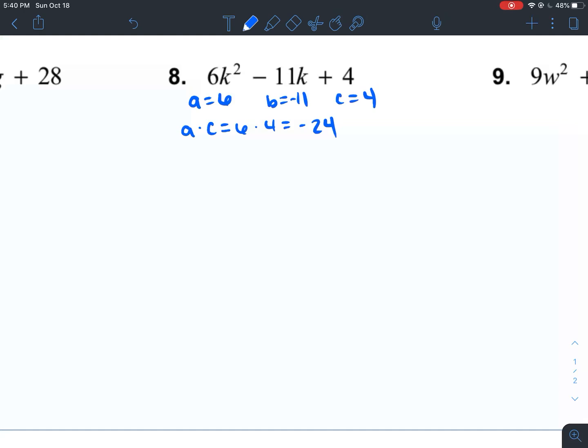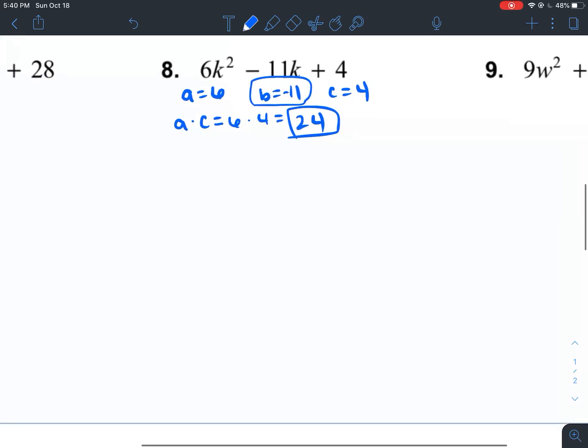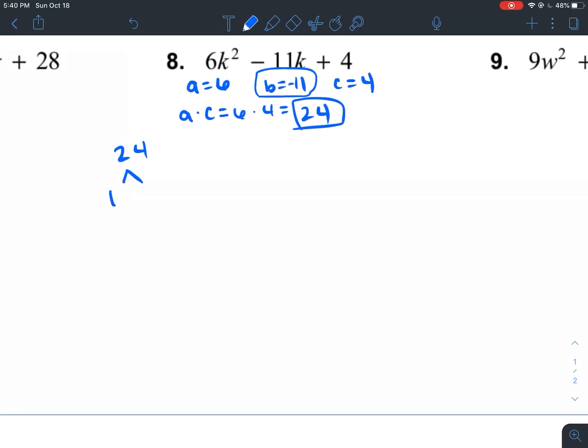Okay? And then b is equal to negative 11. So we have 24 and negative 11. So we want to find two numbers that multiply to be 24, which was a times c, and add to be negative 11. So let's take 24, and let's find the factors of 24. So that's going to be 1 and 24, 2 and 12, 3 and 8, 4 and 6.